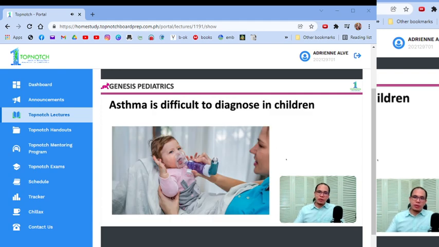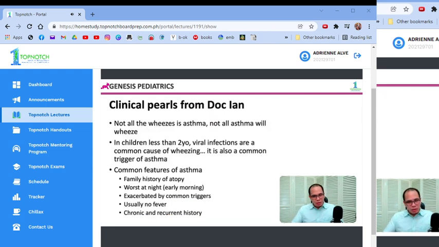Mind you, asthma is very difficult to diagnose in children, especially or specifically those who are less than 2 years of age, okay? For one simple reason that you cannot do spirometry to these patients in this age group, and another reason is that the presentation varies a lot, unlike in adults na medyo mas stereotypical yung presentation niya. Okay, so these are from me. Okay, of course they are based from the knowledge that I've learned in books, in residency, and in training.